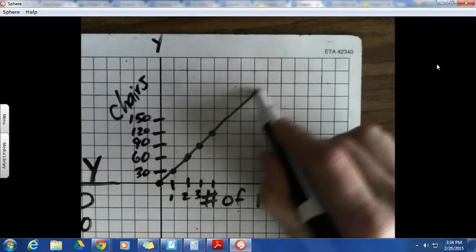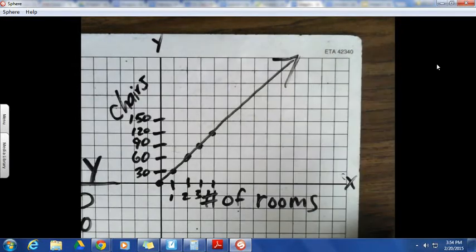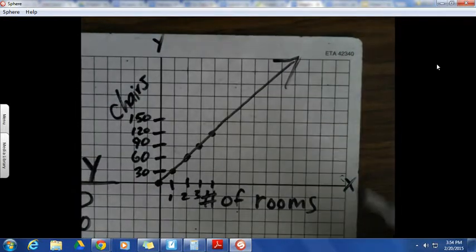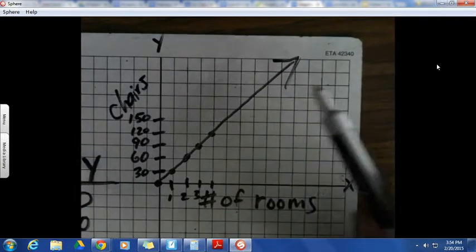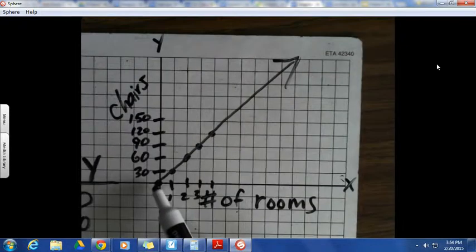Alright, so now we have our line. We have our points, we can make our line. So our line is going to look just like that. And basically all unit rate graphs will look something like that, because we start at the origin, and we have a proportional relationship here. We have a linear graph that starts at the origin.